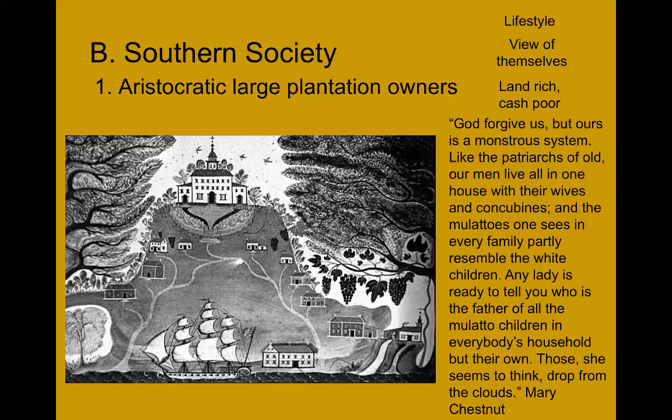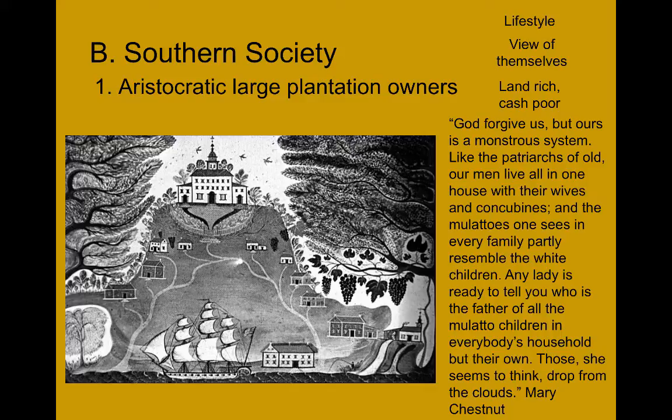So here's an interesting quote. It's from a plantation owner's wife. Her name is Mary Chestnut. She's talking about the practice of having slaves on plantations and what it's like to own slaves and control them on your plantation. So she says, "God forgive us, but ours is a monstrous system." She's talking about slavery here. "Like the patriarchs of old, our men live all in one house with their wives and concubines." The concubines she's talking about here are the women who are slaves.